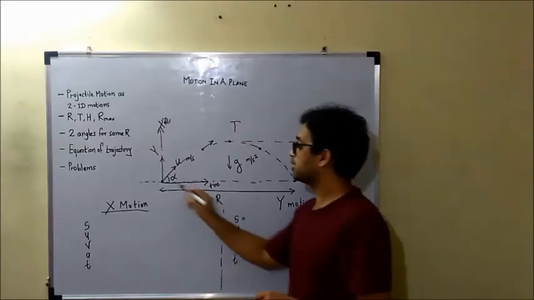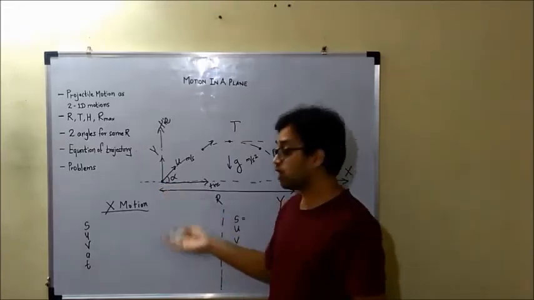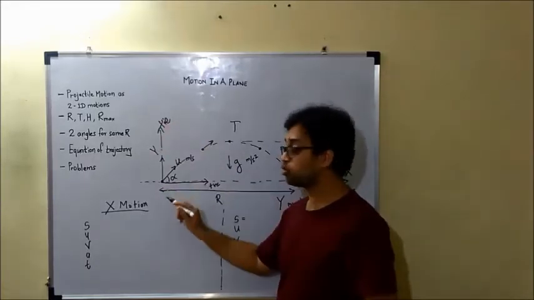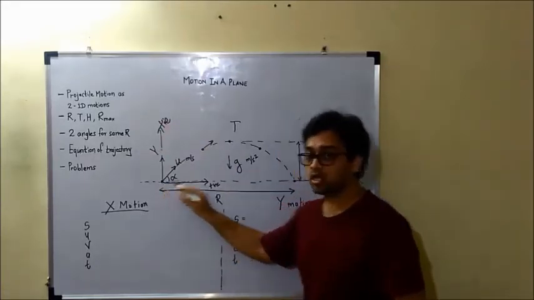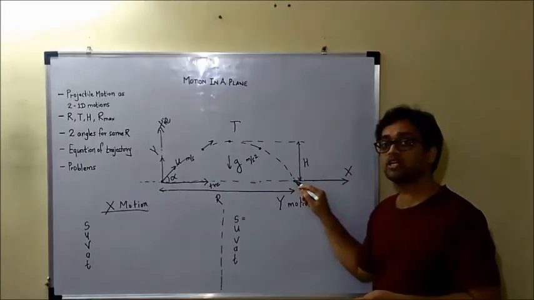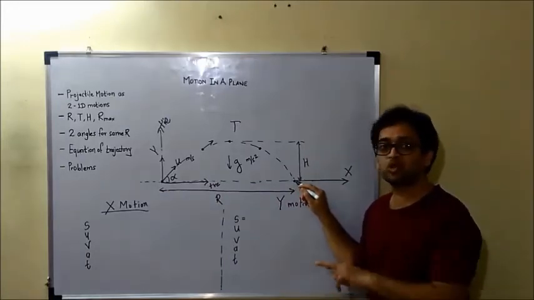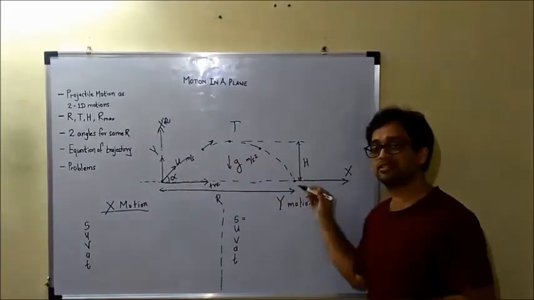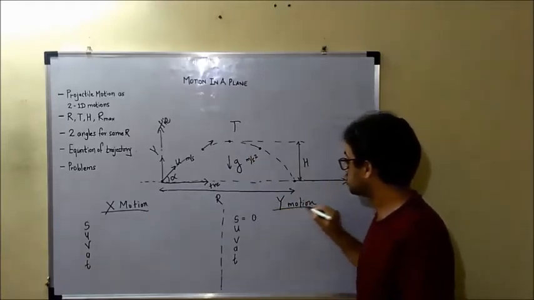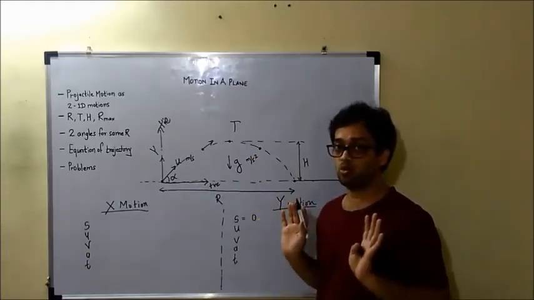How do I analyze it? The ball started from here. Where was its vertical position? It was at y is equal to 0. The ball ended here. What is its vertical position? It's again 0. So there is no change in the position. It was 0, it is 0. And that is why vertical displacement, that is y motion's displacement, is 0.